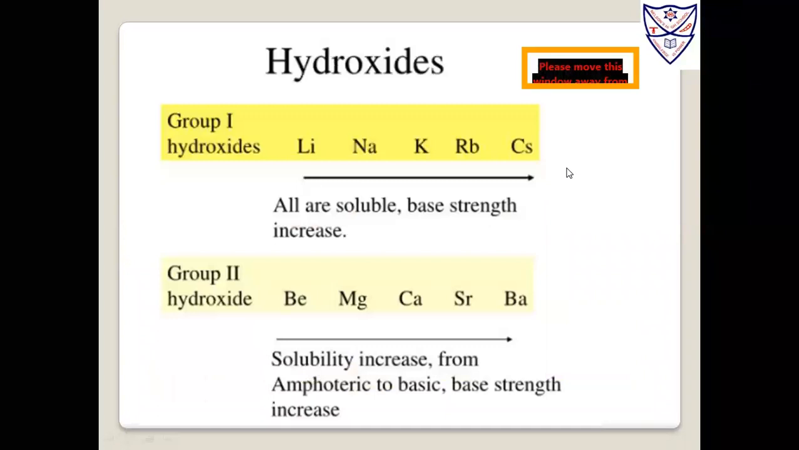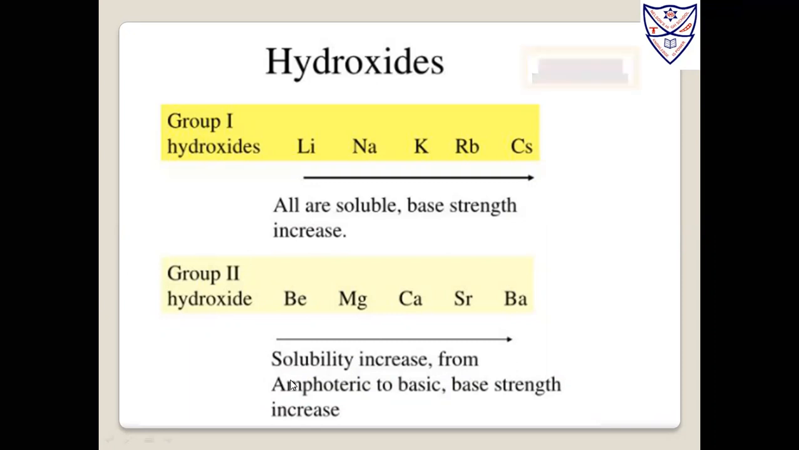Now about the hydroxides. As you go down, the hydroxides all are soluble and basic strength increases. So it is a completely basic oxide. In group 2, as you go down, the solubility increases from the amphoteric to the basic.